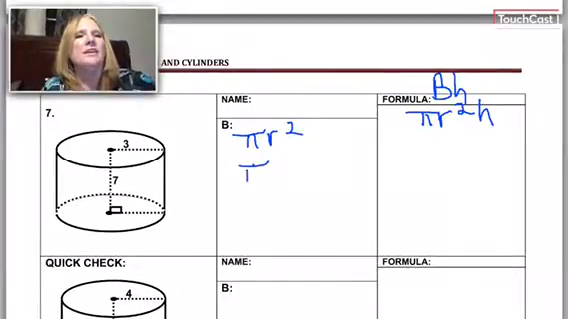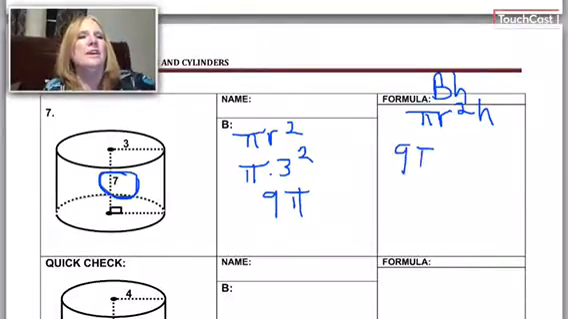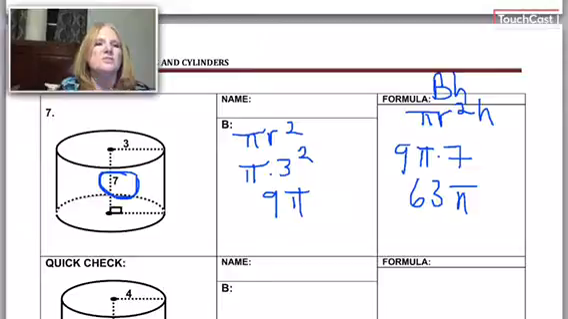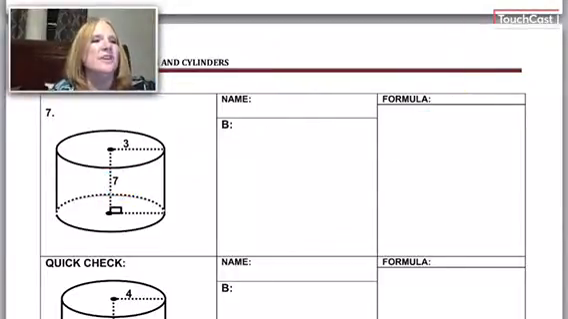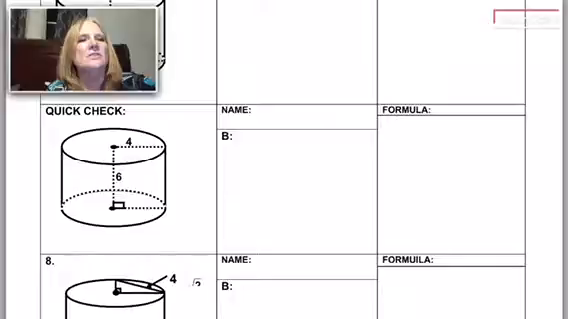So we have pi times 3 squared, so 9 pi. And then we just have to multiply that times the height. So 9 pi times 7 is 63 pi. So these are usually pretty straightforward. All right, let's look at the quick check. Again, you should pause this and try and do it yourself. But these are cylinders.